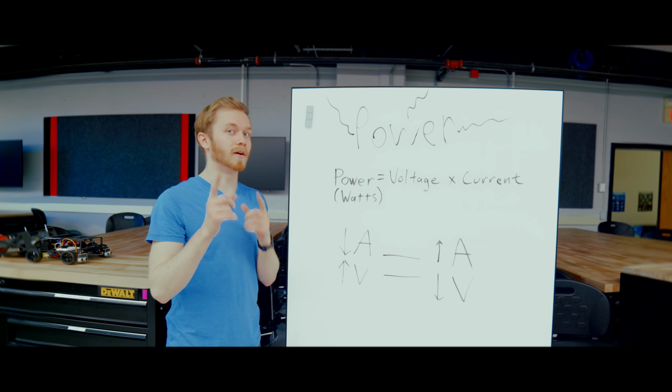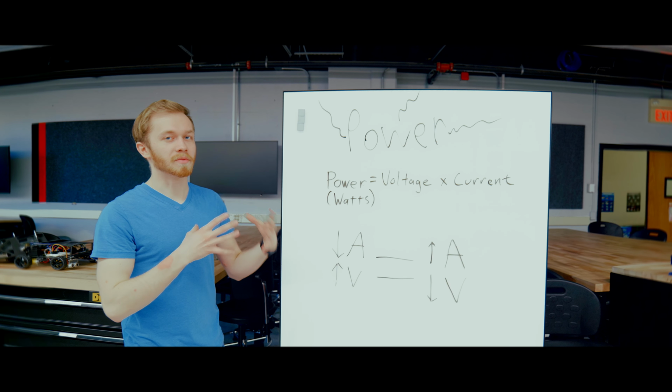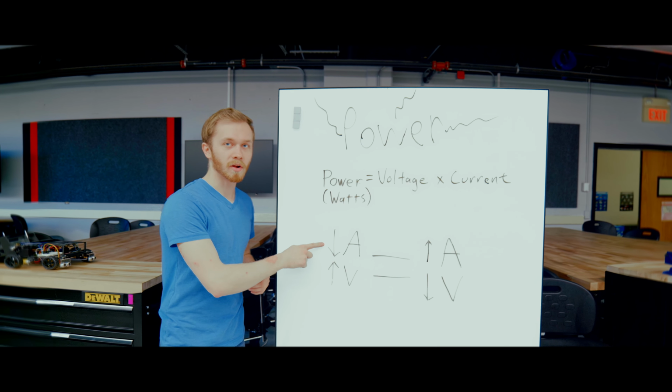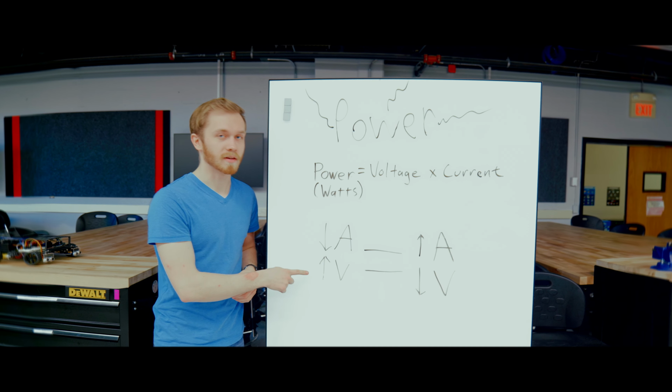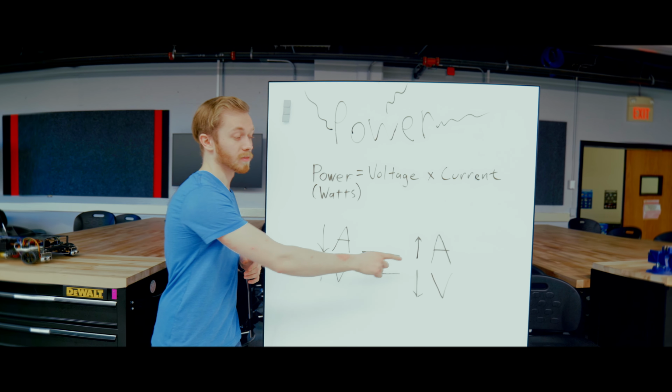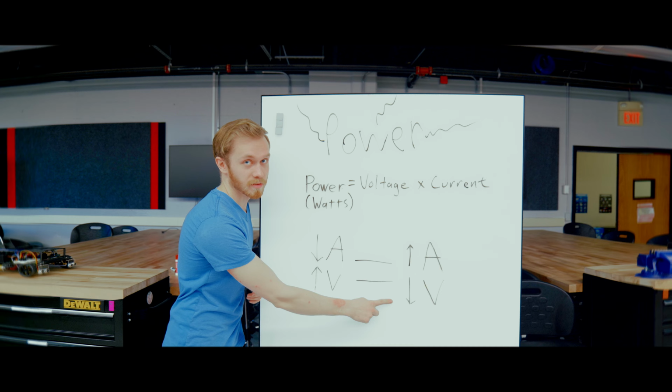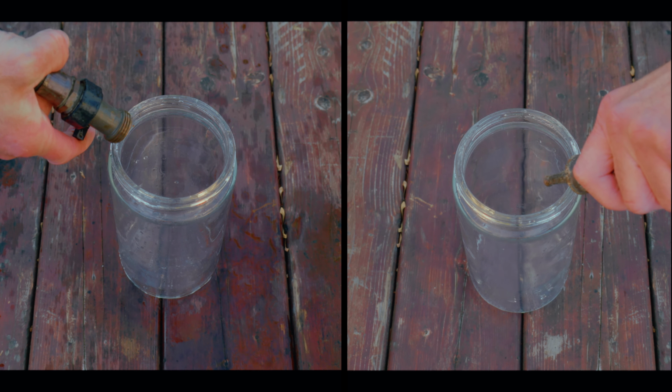Let's think about our garden hose. We're going to get around the same flow from a small nozzle and an opened up faucet as with a large nozzle and a closed off faucet.